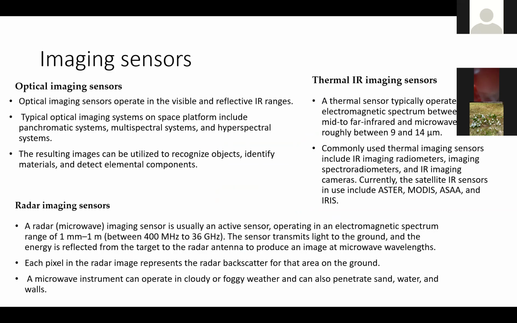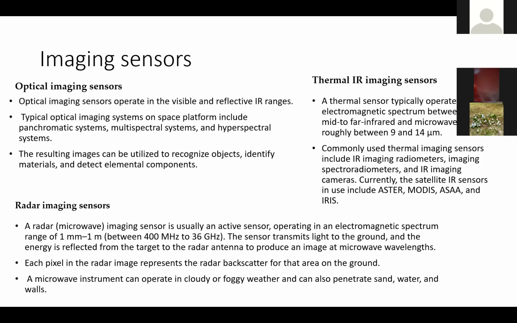So, shortly about the imaging sensors. Optical sensors operate in the visible and reflective infrared ranges, and the resulting images can be used to recognize objects, to identify material, and also for many other purposes. Radar sensors operate in the electromagnetic range of 1 micron to 1 meter. The sensor transmits the signal to the ground, and the advantage of those sensors is that they can operate in cloudy or foggy weather.